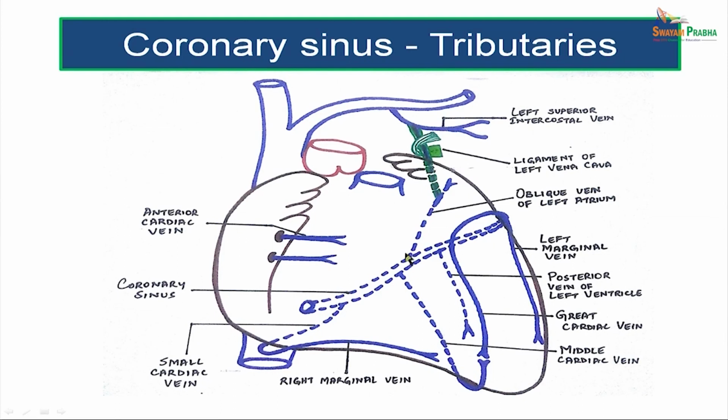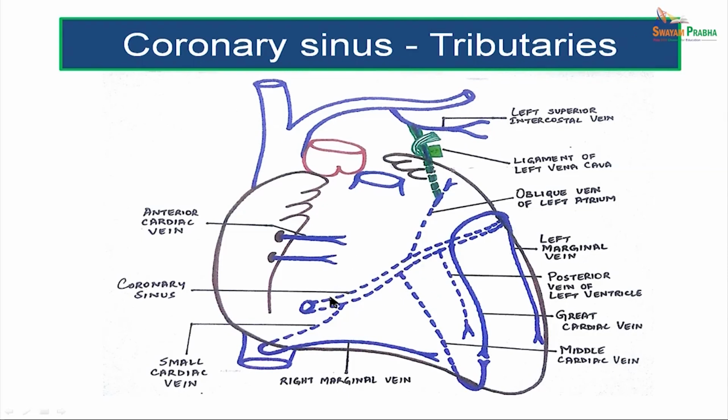You find this coronary sinus also receiving another vein from the posterior surface of the left atrium, and this is called the oblique vein of left atrium. This oblique vein of left atrium is the only tributary which is valveless. All the others will have valves in them.